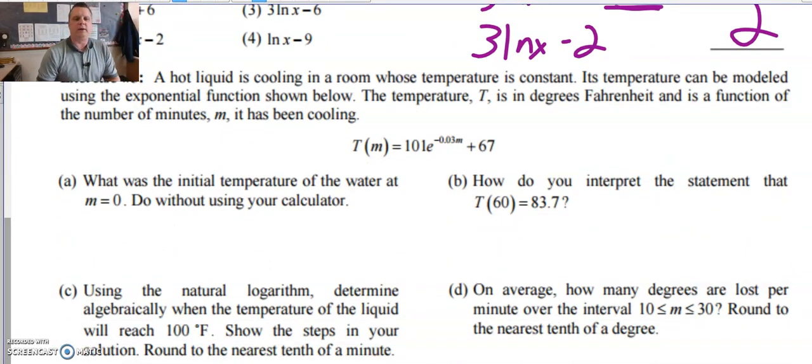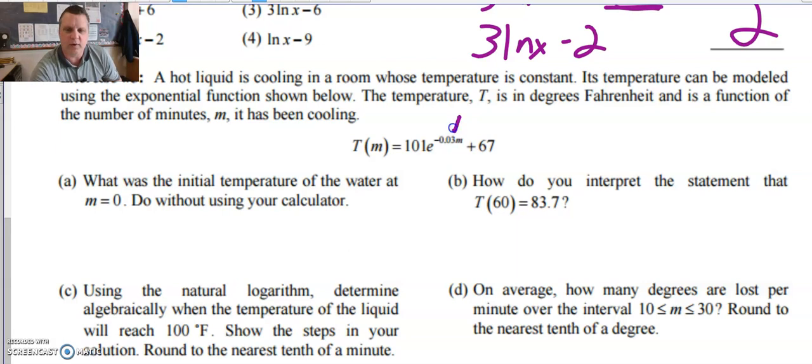Okay? Now, exercise 5. What's going to happen in the regions 2 is they're going to give you a formula that you may have never seen before, and then you just have to apply it based upon what is given. So the hot liquid is cooling in a room whose temperature is constant. Its temperature can be modeled using the exponential function below. Temperature T is degrees Fahrenheit, as a function of the number of minutes m it has been cooling. What is the initial temperature of water at m equals 0?